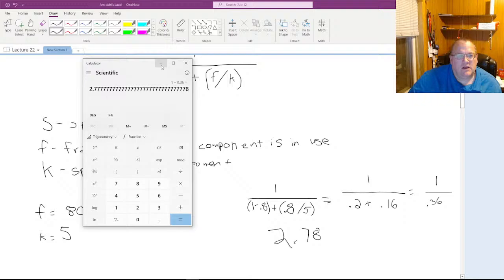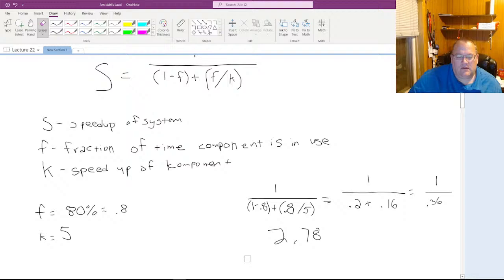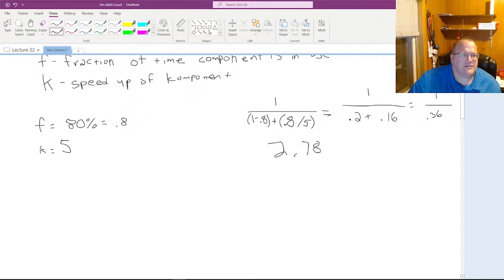But, well, wait a second, though. It said it was 5 times faster. But it's really only half of that, even though it's 80% utilization. That's a pretty small difference. And that sucks. All right, let's do another example. Let me divide these out here.